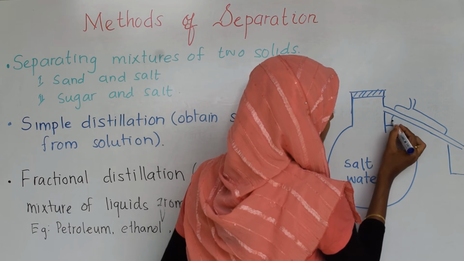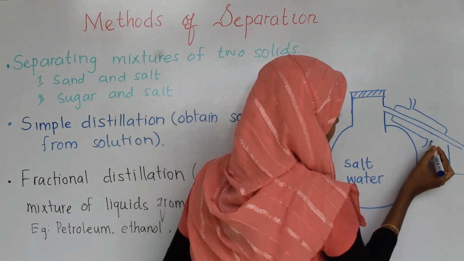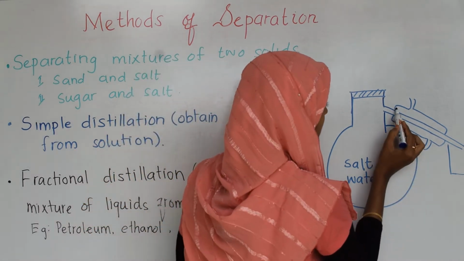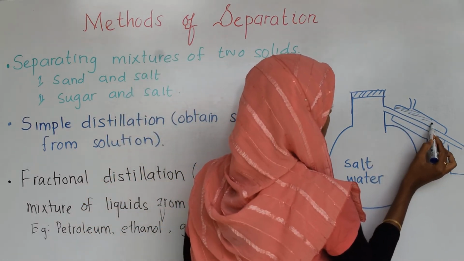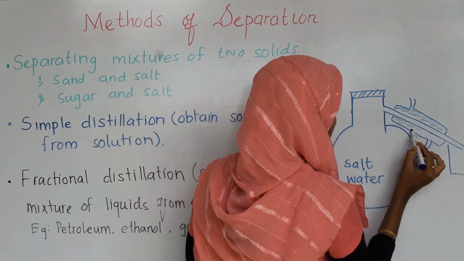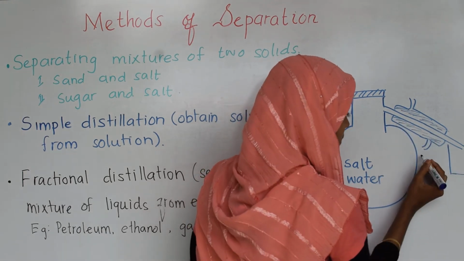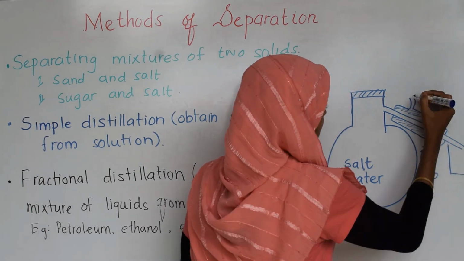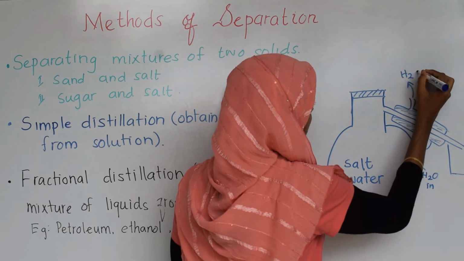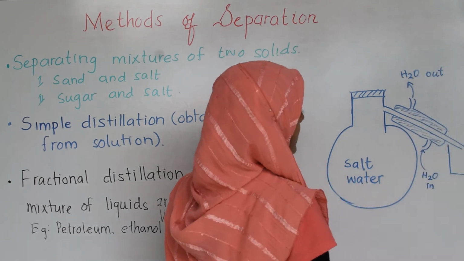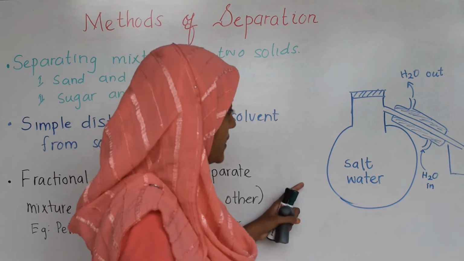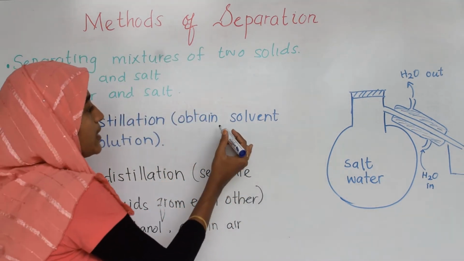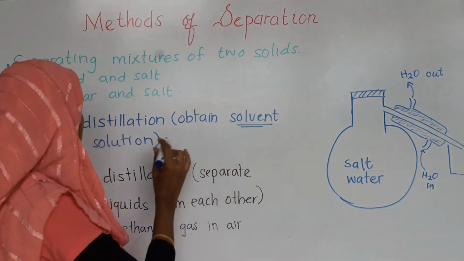So in this place you have a condenser, which is used to condense the water vapor that comes in. Right. So this condenser is filled with water running through it. Here water goes in, let's say water in, and here water goes out, let's say water out. Now this setup is used to separate or obtain a solvent from a solution.